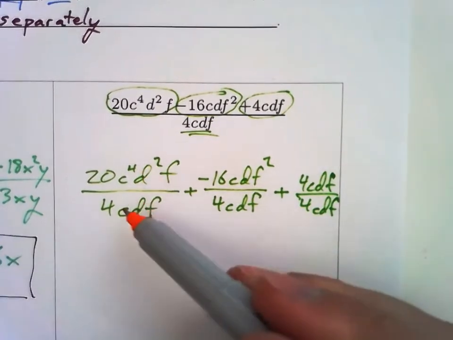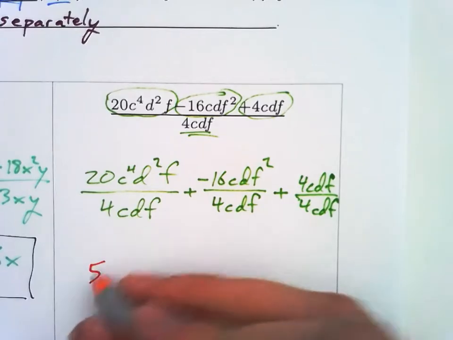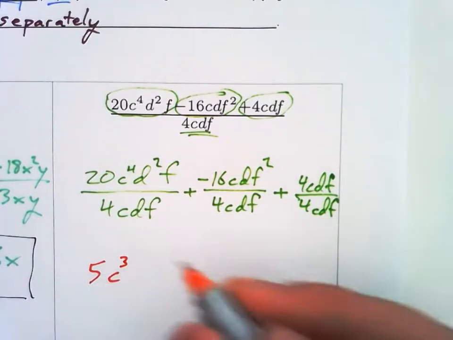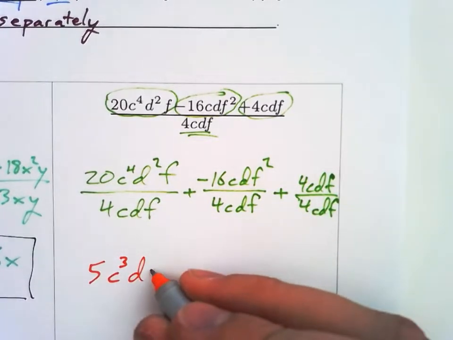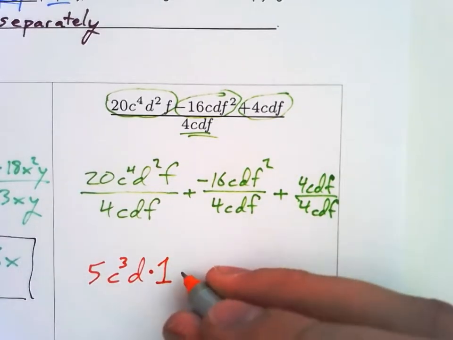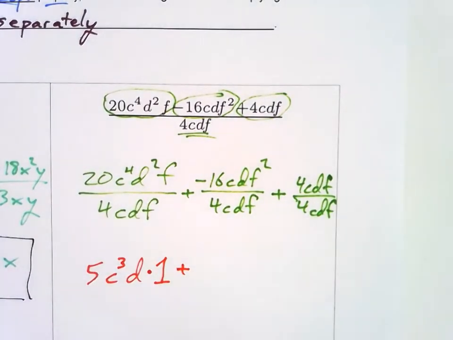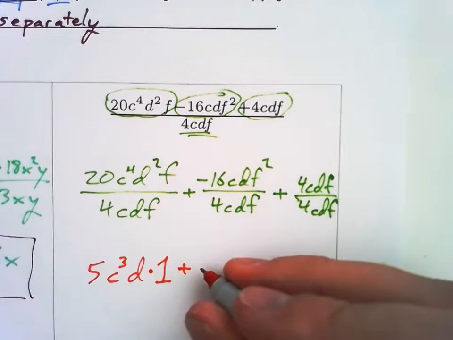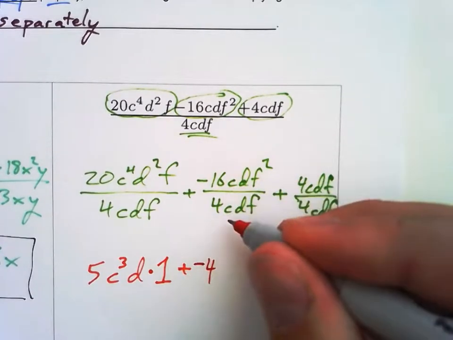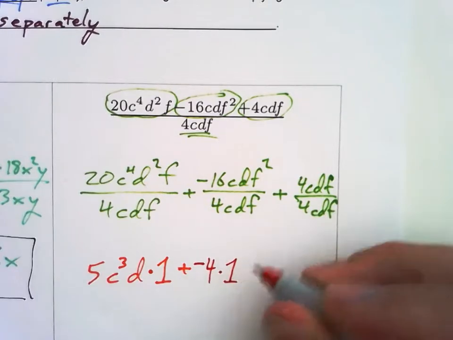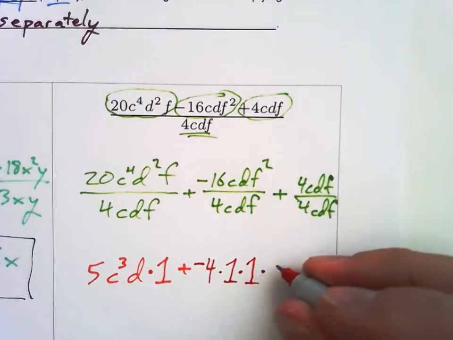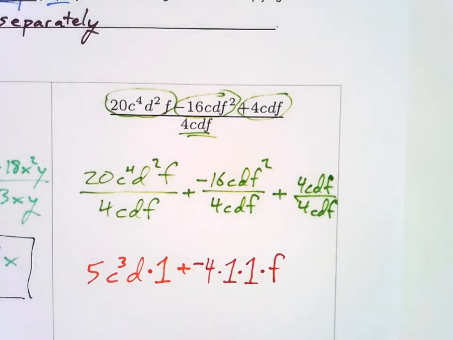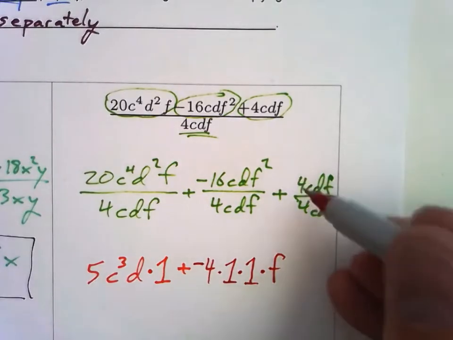Now, this term right here, 20 divided by 4 is 5. C to the fourth over C will be C cubed. D squared over D is D. F divided by F is 1. I'll write this times 1 this time. Okay, plus this middle one here. Negative 16 divided by 4 is negative 4. C divided by C is 1. D divided by D is 1. Times 1. F squared divided by F is F. Okay. And the last part, 4 divided by 4 is 1.